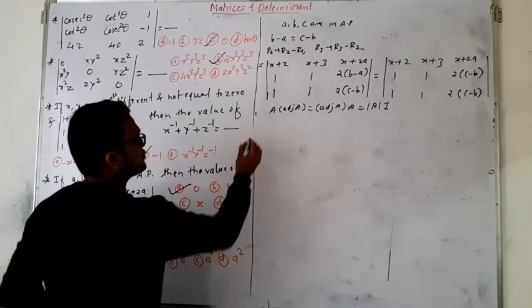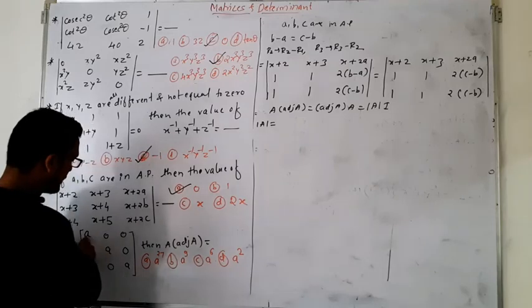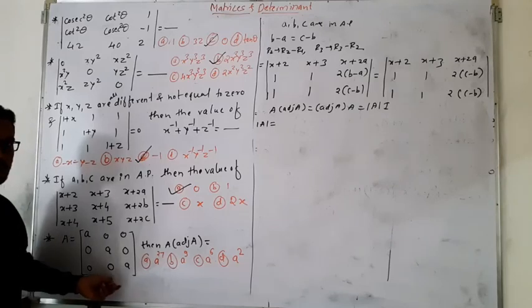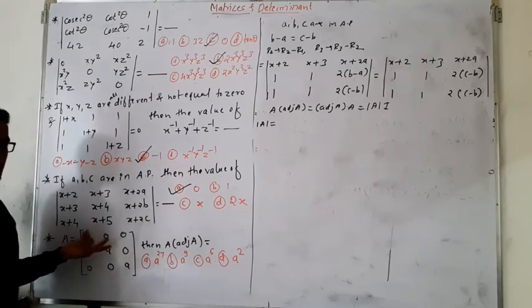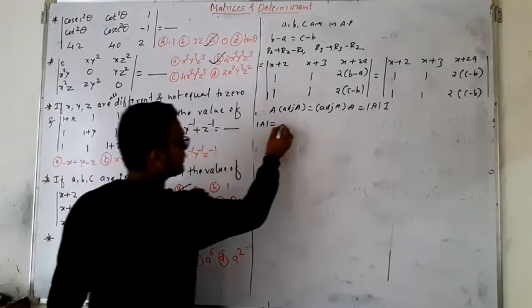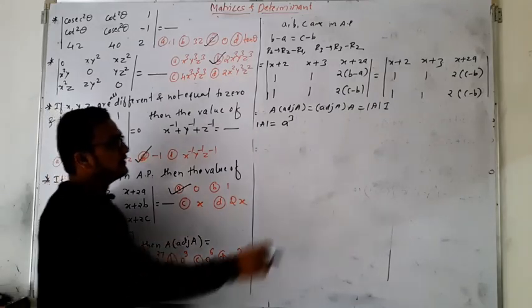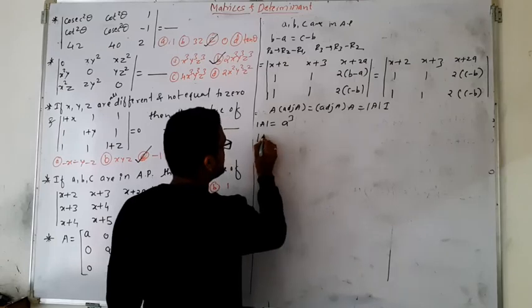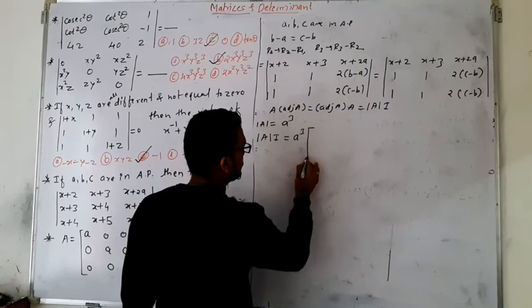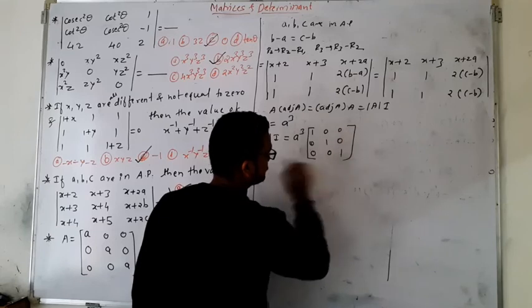I will equate that. First we will find the determinant A value. What is the determinant A value here? I will expand with the first row, and whenever it is this type of matrix, which you can call a scalar matrix, we just have to multiply the principal diagonal elements. So the answer will be A cube. Next, we will find determinant A into I, which is A cube into the identity matrix 1 0 0, 0 1 0, 0 0 1.